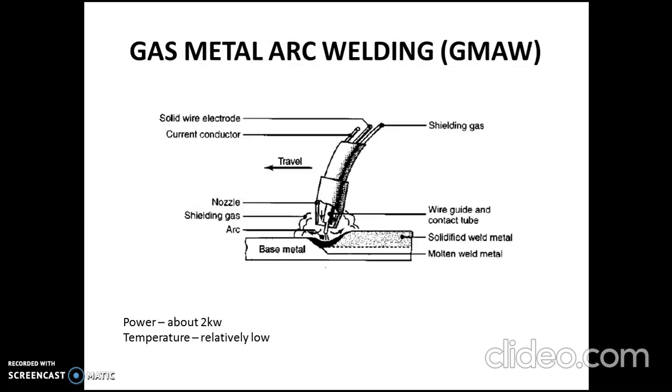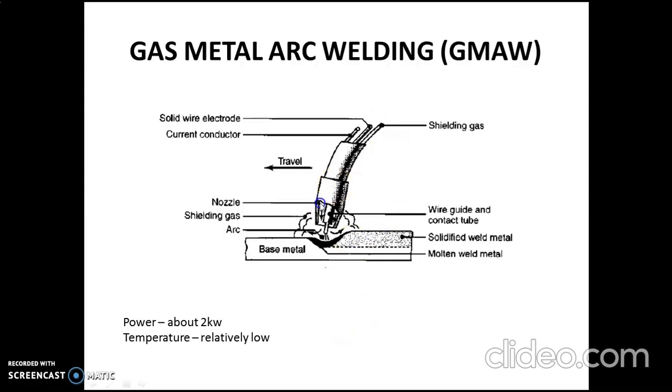Next type of arc welding process is gas metal arc welding. This is represented by GMAW. Earlier it was named as metal inert gas welding, that is MIG welding.